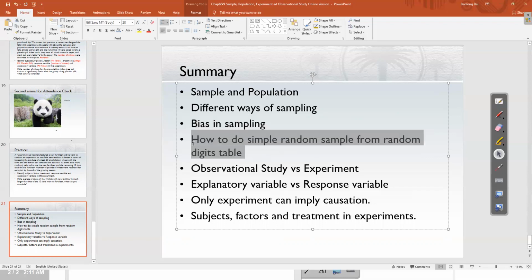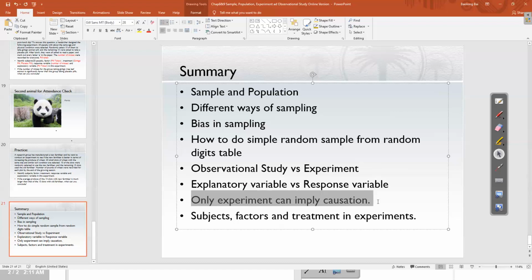And then how do I use the random digit table? We talked about the table. That's a very easy-to-use table. Let me know if you have questions about that. And observational studies and experiments: for any research, after you read their study, you should be able to identify whether it's an observational study or an experimental study, right? And only an experimental study can imply causation. So if you want to conduct just one study to prove your point, conduct the experiment. An observational study is not as convincing.